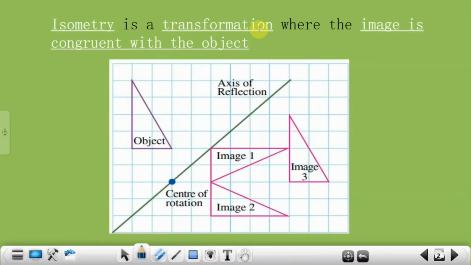Isometry is a transformation where the image is congruent with the object. We have transformations of translation, then also rotation and reflection. We call a transformation an isometry when the image is congruent to the object. So let's investigate whether translation, rotation and reflection are isometry transformations or not.